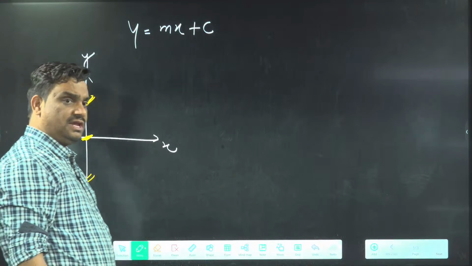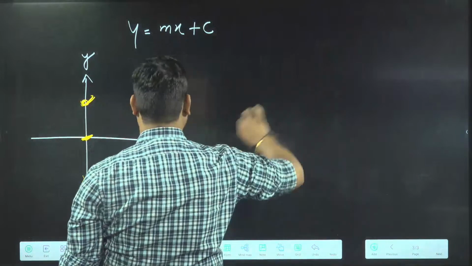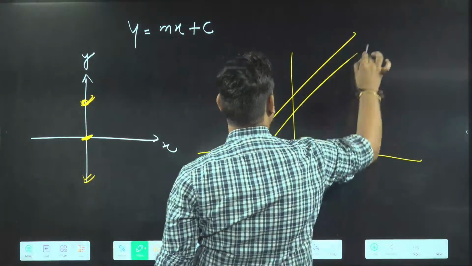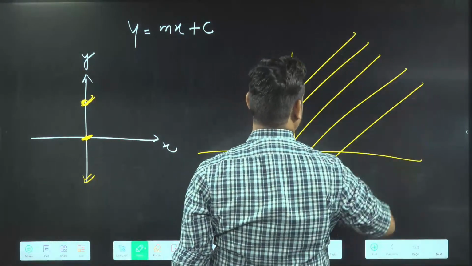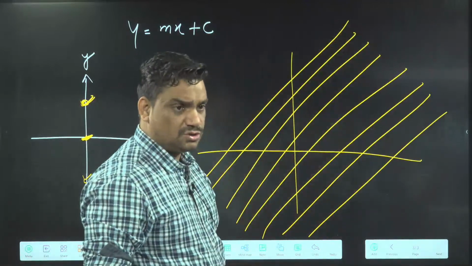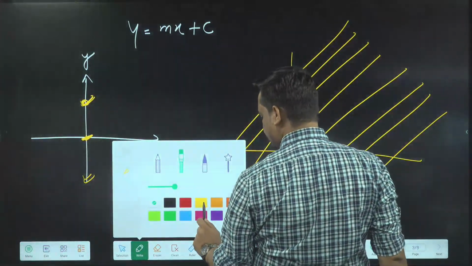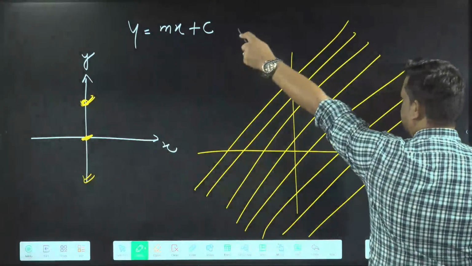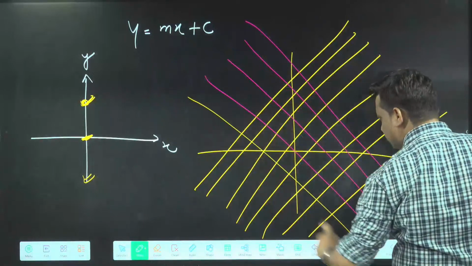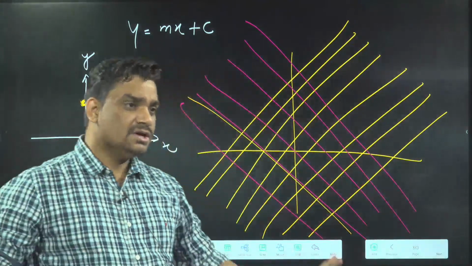If M is positive, I will extend this hand and draw on this side. These lines all have positive slope. If I extend to the left side like this, then these lines have negative slope. Clear? Okay, so slope we are clear.